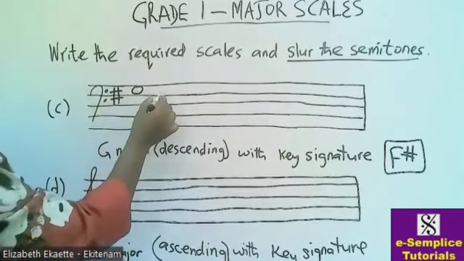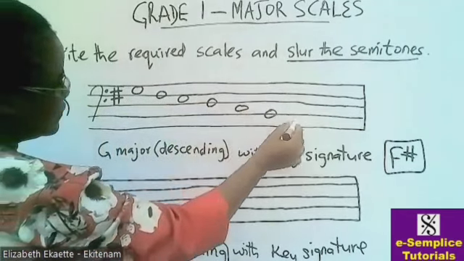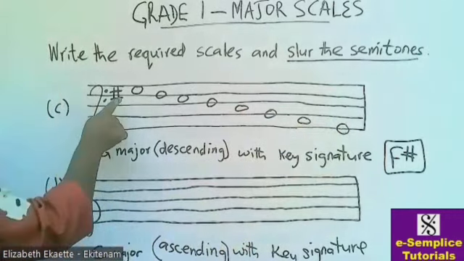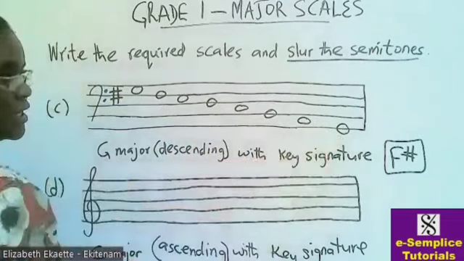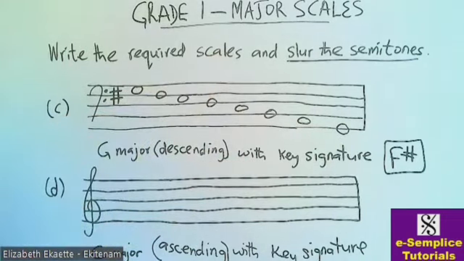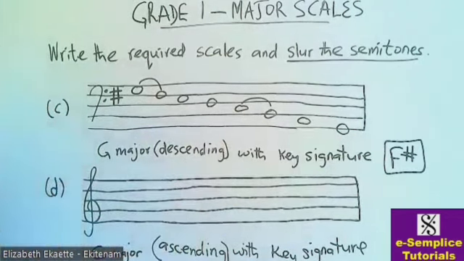That's my first note, second, third, fourth, fifth, sixth, seventh, and eighth. Now check. I started on G and I'm ending on G. Always note that. Now we need to show our semitones. I told you all major scales have semitones between degrees 3 and 4, 7 and 8. In this case that we are descending, it's going to be 8 and 7, then 4 and 3.